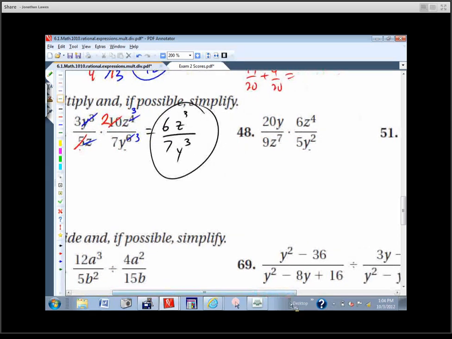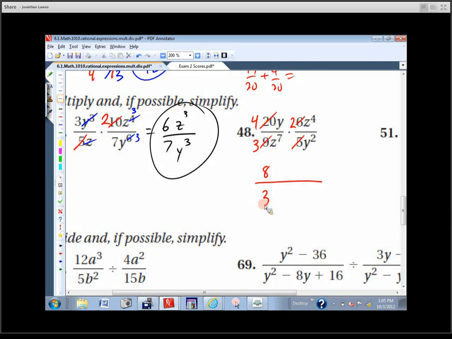Okay, let's look at the next one. Let's think about what we're going to cross-cancel. I'm going to do the numbers first. 5 with the 20, that's going to be a 4. 6 with the 9, the 6 is going to be a 2, and the 9 is going to be a 3. Now, it might be helpful if we wrote down, that leaves me with an 8 on the top and a 3 on the bottom.